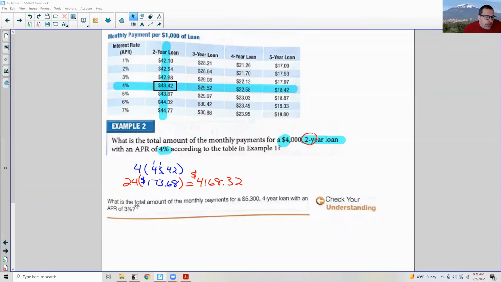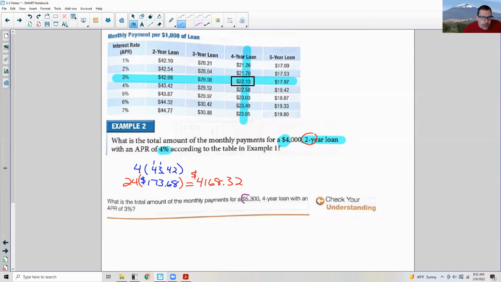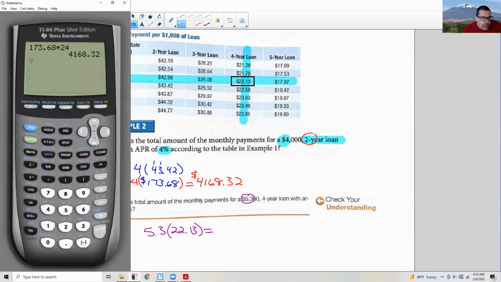Now to check your understanding. What is the total amount of the monthly payment for a $5,300 4-year loan with an APR of 3%? So now all we're going to do is move this up to the 3%. We're going to a 4-year loan. So that intersects at $22.13 per thousand. Okay. So our number of thousands is 5.3. 5.3 times 1,000 is 5,300. So I get my calculator out, and 5.3 times 22.13 comes out to be $117.29 per month.